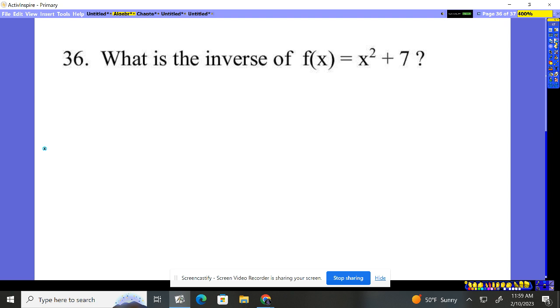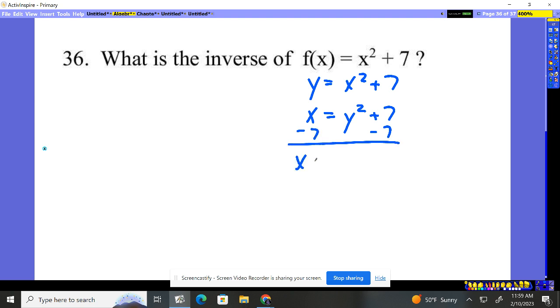36, what is the inverse of this? Well, this is y equals x squared plus 7. To find the inverse, I flip my x and y and then solve for y. So I got to get the y by itself. So I need to move the 7 over. x minus 7 equals y squared.